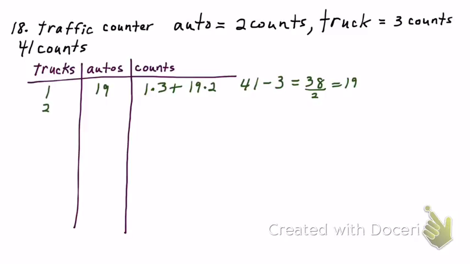Alright, so now let's try 2 trucks. So we'd have 2 times 3 plus, we need to look at the number of counts for cars that we need. So if you subtract, let's see, 2 times 3 is 6.